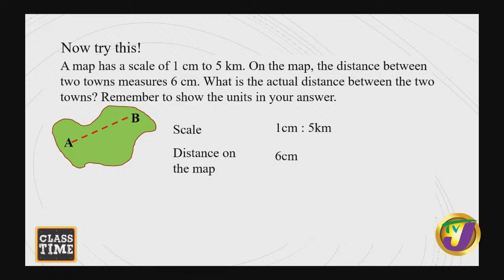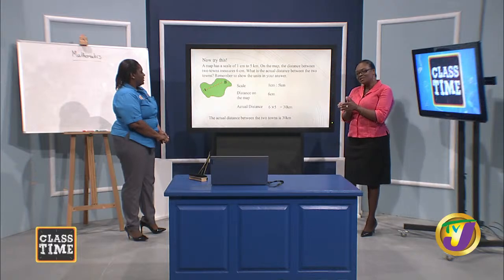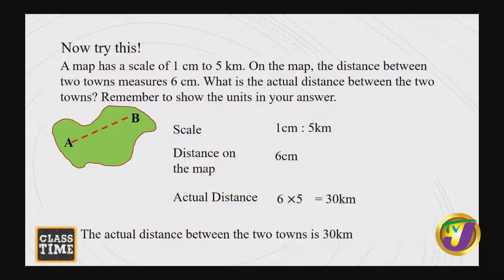So, yes. Right. So let's see. We use multiplication or repeated addition, whichever one. Right. So the actual distance from point A to point B, as represented on the map, would be 30 kilometers. Awesome. Not bad at all. Information is good. So we see that the actual distance between the two towns would be 30 kilometers.